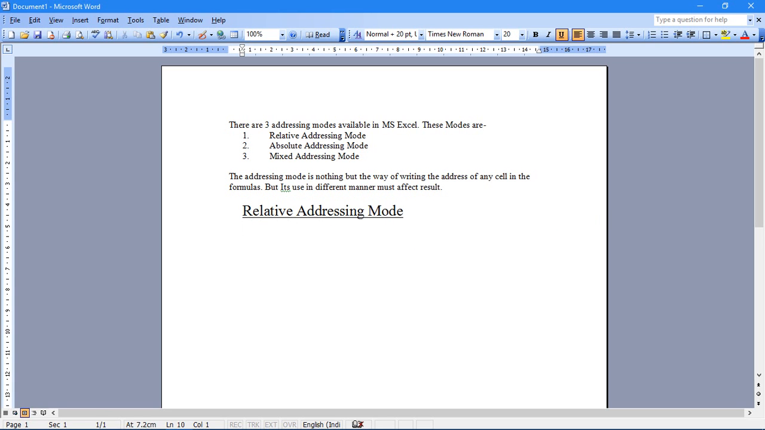In the relative addressing mode, some points must be considered. First of all, the address of the cell must be written as A5, B70, C34, etc. This is the basic writing style of relative addressing mode.